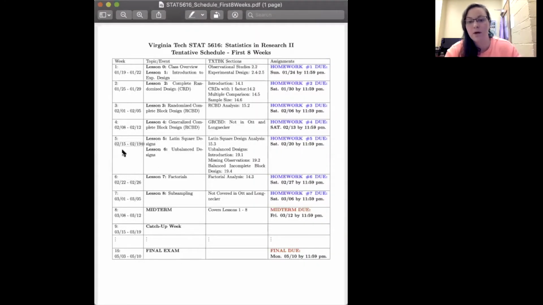Now, before starting the Latin square design lecture, there are 2 big class announcements. First, let's go to when the midterm is, just so we are all on the same page. Right now, we're in the week of February 15th through the 19th, so we'll be talking about the Latin square and unbalanced designs. Then the next 2 weeks will be focused on factorial and subsampling, where you'll have homeworks due Saturdays. The week after that, March 8th through 12th, we will have a midterm.